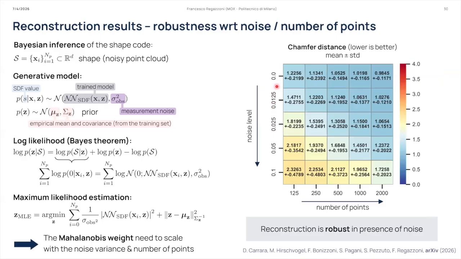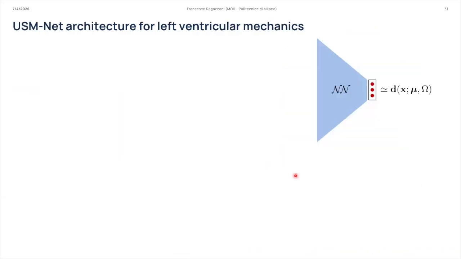So as you can see, as the noise level increases, or when the number of points decreases, the accuracy gets lower, but still does not increase very much. So we go from 1 millimeter to nearly 2 millimeters.